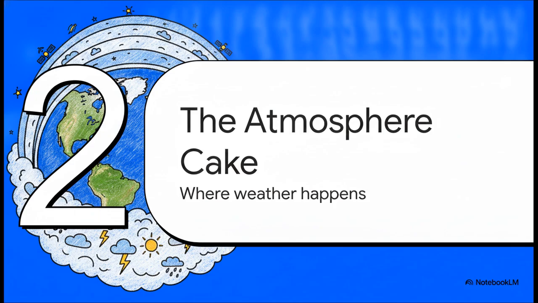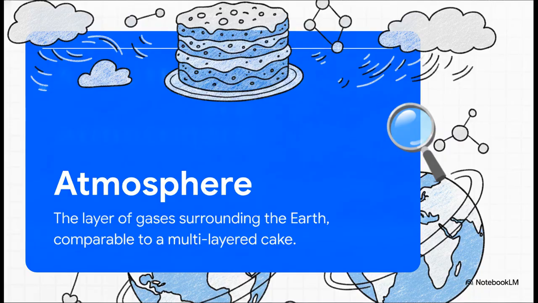Section 2. The atmosphere cake, where weather happens. The chapter text we're exploring today makes this awesome comparison. It compares our atmosphere to a multi-layered cake, but instead of flour and sugar, this cake is made entirely of gases that surround our planet, gases that we collectively just call air.